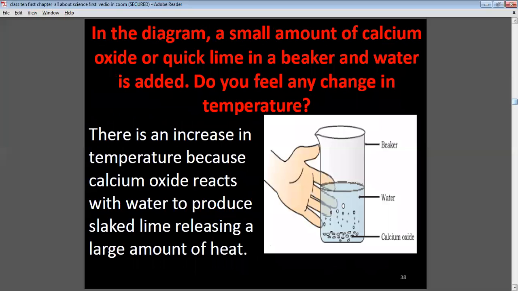In the diagram, a small amount of calcium oxide or quicklime is in a beaker and water is added. Do you feel any change in temperature? Yes, when you add calcium oxide to water, the temperature suddenly increases because calcium oxide reacts with water to produce slaked lime, releasing a large amount of heat.